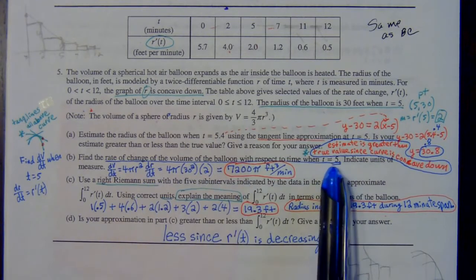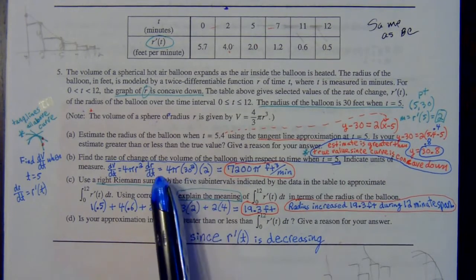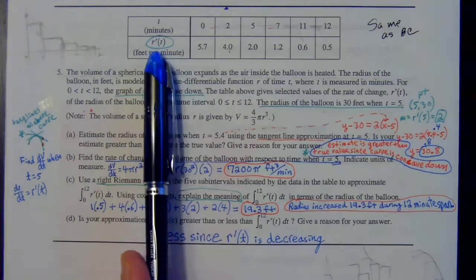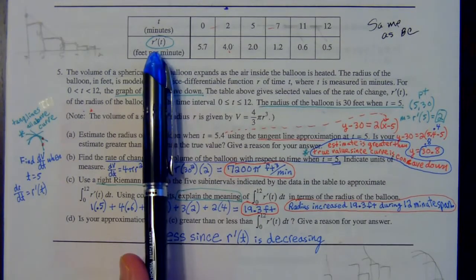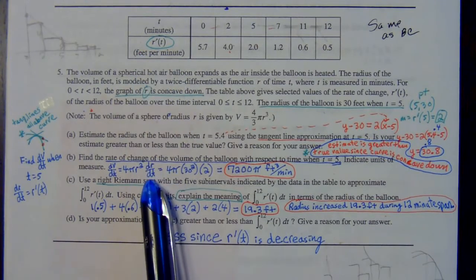It says when t is equal to 5. We know when t is equal to 5, that radius is equal to 30, so I plug the 30 in for the r. And then dr/dt is the derivative of r with respect to time. dr/dt and r prime of t are the same exact thing. This is the derivative of r with respect to time.